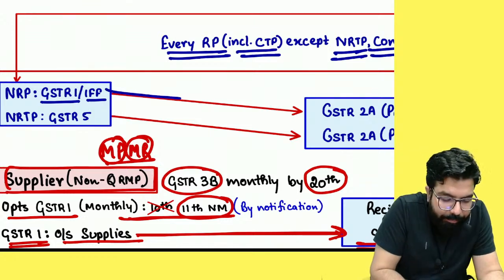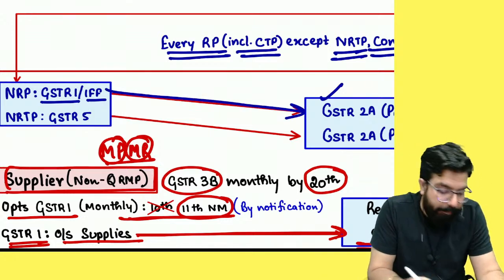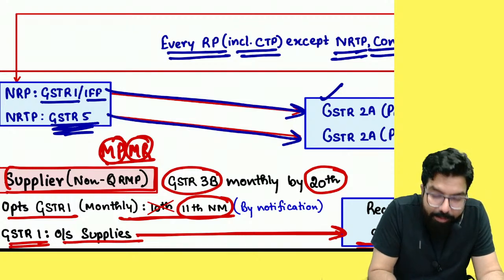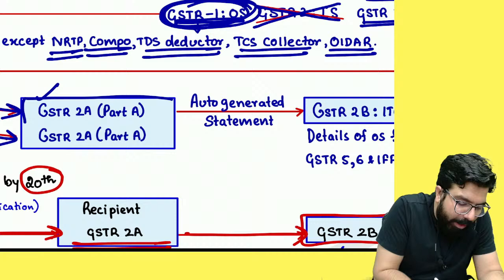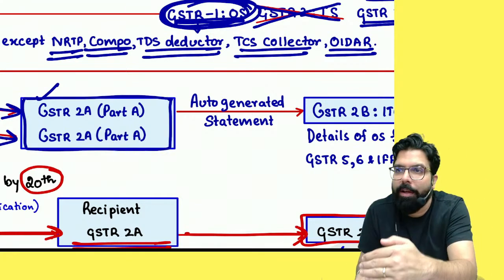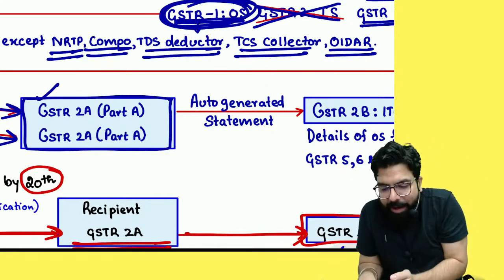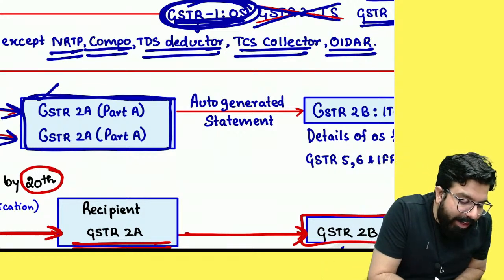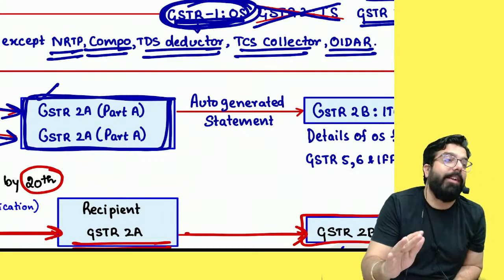It will come in your GSTR2A. NRTP will file GSTR5. It will come in your GSTR2A. Baba, GSTR2A, what happens? No, I'll file my GSTR1 today. It will come in your GSTR2A. I'll file my IFF today. It will come in your GSTR2A. A screenshot of GSTR2A is taken on 13th night.